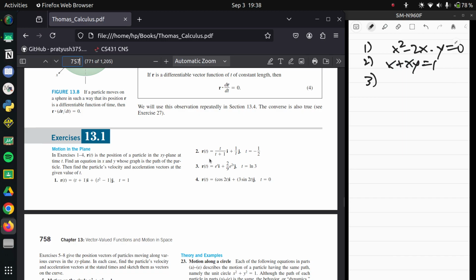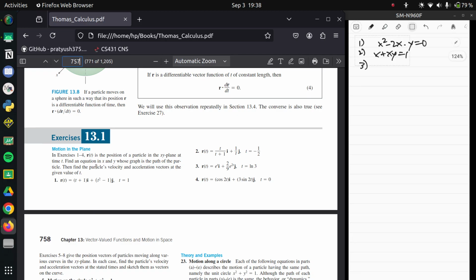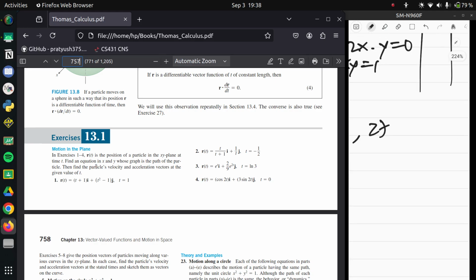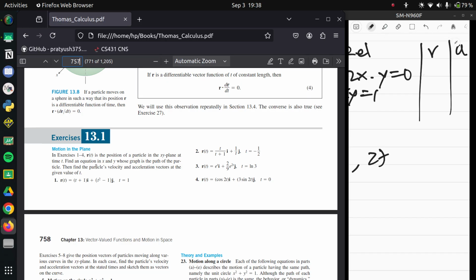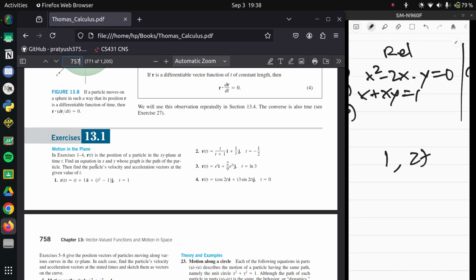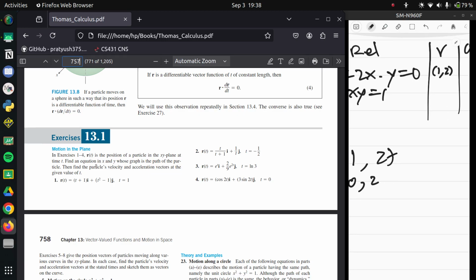Okay, cool. So you want to find an equation whose graph is the path of the particle, and also find the particle's velocity and acceleration vectors. You already have the relation in terms of t, so I'll make a chart of sorts: this is our relation, then the velocity and the acceleration. For the first question, the velocity would be 1 comma 2t, at t equal to 1 that's 1 comma 2, and you just want the vectors, so 1 2. The acceleration is the derivative of that, so 0 comma 2, which is constant. So just 0 2.